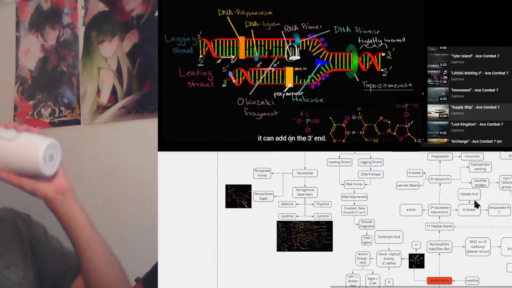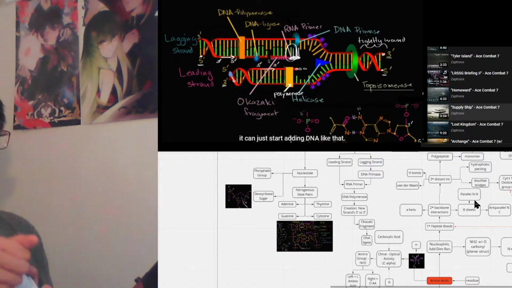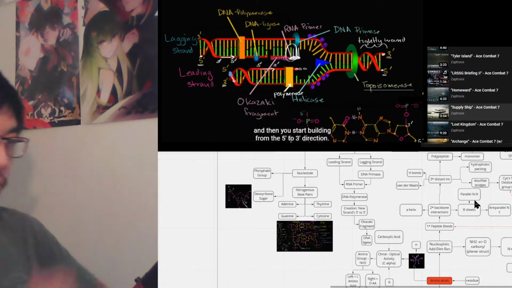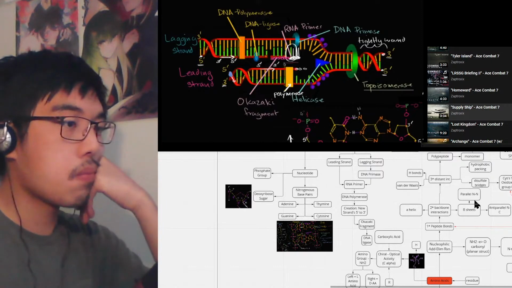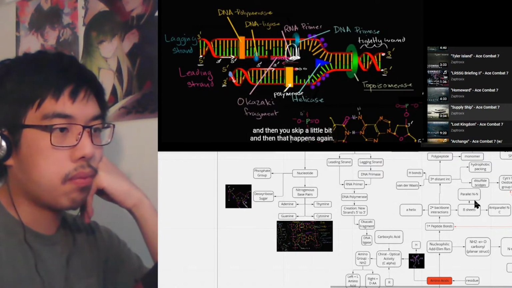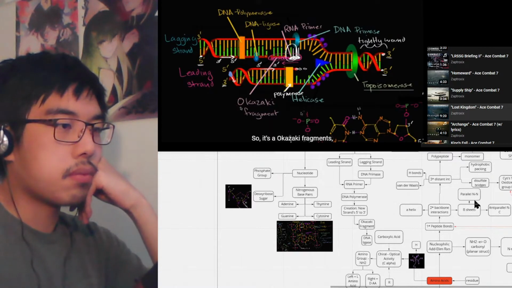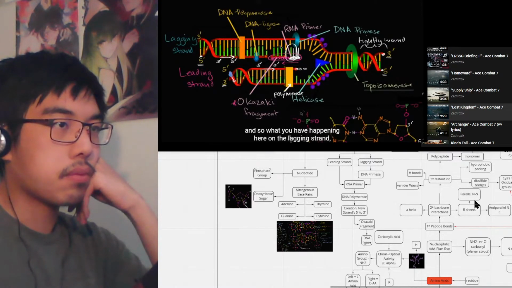It can add on the 3' end. So then it can just start adding DNA like that. And so you can imagine this process: you add the primase, put some primer here, and then you start building from the 5' to the 3' direction. You start building just like that, and then you skip a little bit, and then that happens again. So you end up with all these fragments of DNA, and those fragments are called Okazaki fragments.